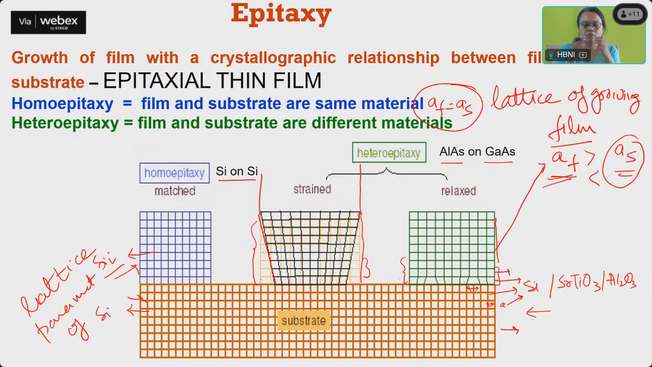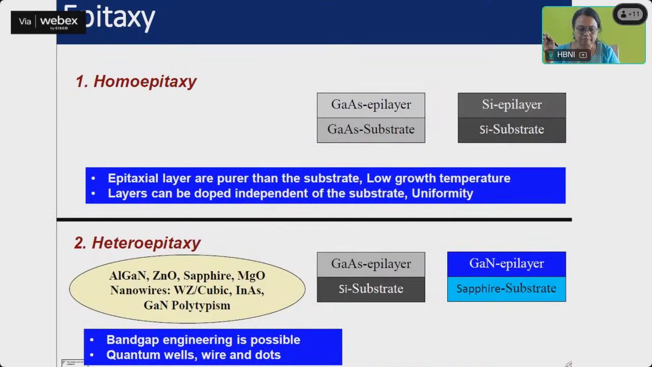Whatever you have understood till now, just give me the answer in one or two lines. Okay? It's clear to everyone? Ma'am, please repeat the question.